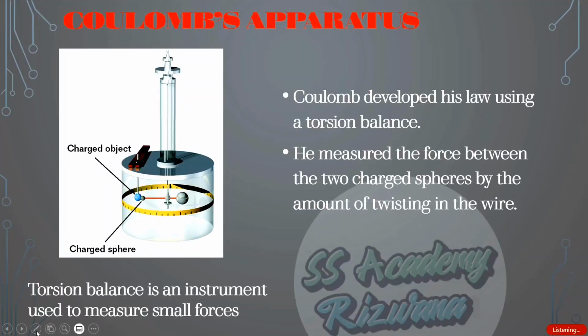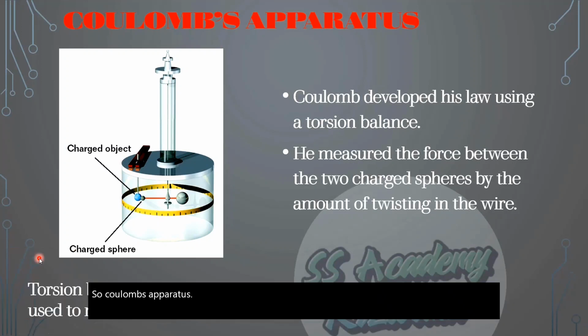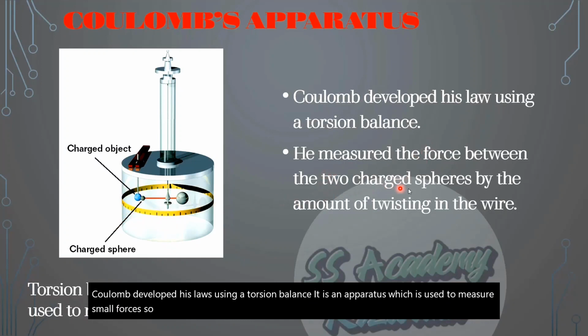So, Coulomb's apparatus. Coulomb developed his law using a torsion balance. It is an apparatus which is used to measure small forces. So he measured the force between the two point charges or two charged spheres by the amount of twisting in the wire.